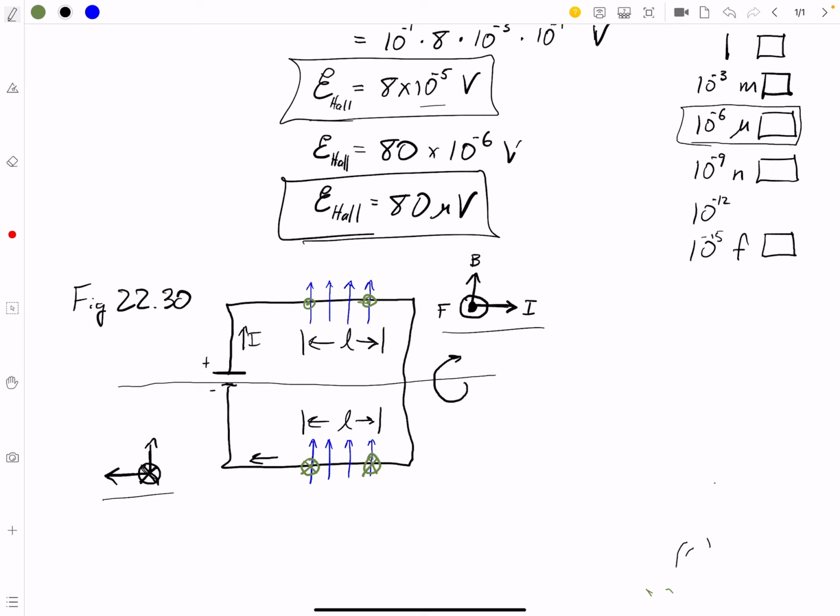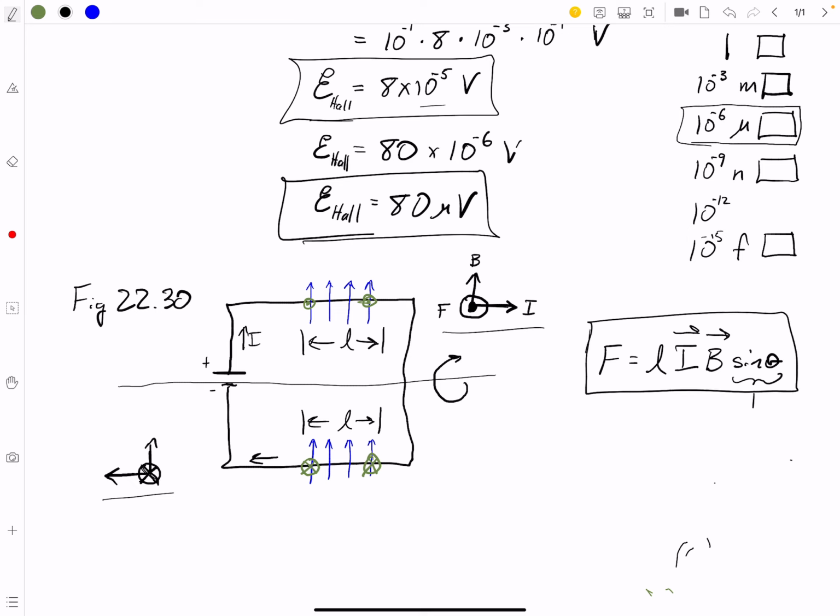Well, we've already seen it. The force is equal to the length L times the current times the B field times the sine of the angle between the current and the B field. So it's the sine of the angle between this and this. And we already know that that is 90 degrees, so our sine is going to equal 1 in this situation. This is in general, okay? But in our situation, our force is going to be equal to L times I times B.